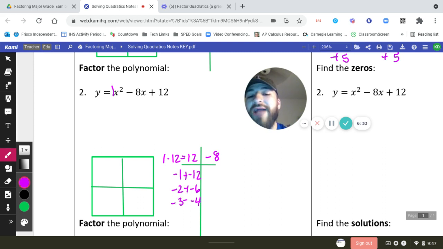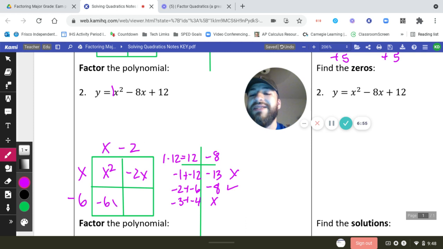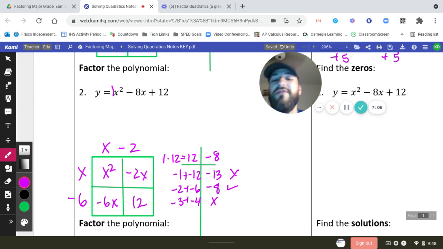And then, of course, we add those together. Negative 1 plus negative 12 is negative 13. No good. Negative 2 plus negative 6 is negative 8, which is good. So that's the one we want. We stick everything on the outside: x minus 2, x minus 6. x times x is x squared, x times negative 2 is negative 2x, x times negative 6 is negative 6x, negative 2 times negative 6 is positive 12. x squared is x squared, negative 2 plus negative 6 is negative 8x, 12 is 12. So we are good. Our factored form is y is equal to x minus 2, x minus 6.